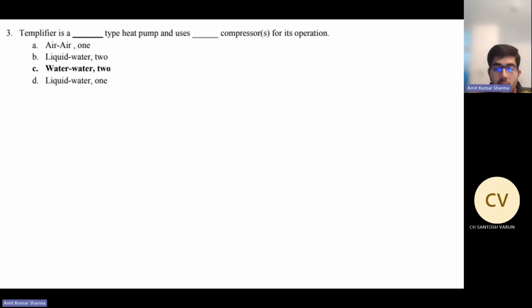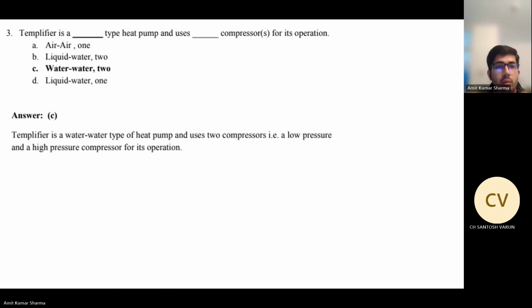Okay, so let's see the answer. Basically, a templifier is a water type of heat pump. It uses two compressors, one low pressure and one high pressure compressor for its operation. So the correct answer is option C.